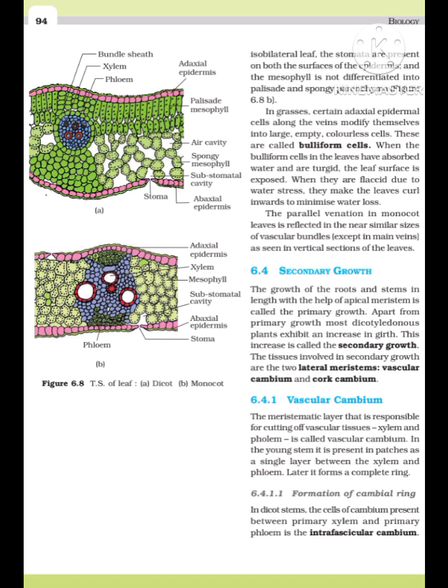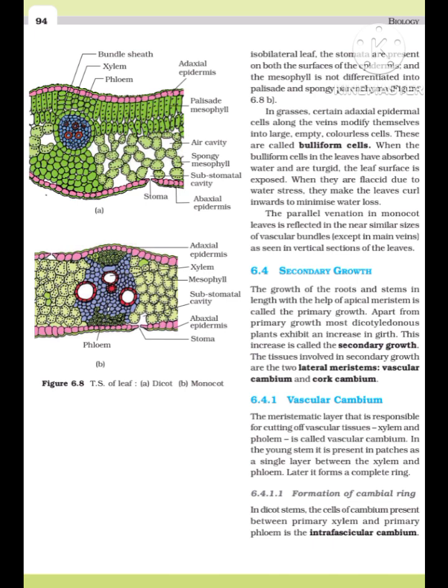6.4.1 Vascular cambium. The meristematic layer that is responsible for cutting off vascular tissues, xylem and phloem, is called vascular cambium. In the young stem it is present in patches as a single layer between the xylem and phloem. Later it forms a complete ring.